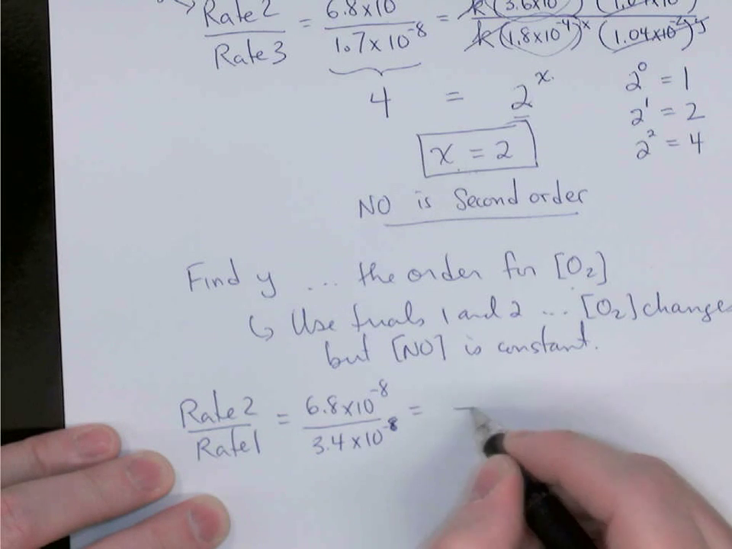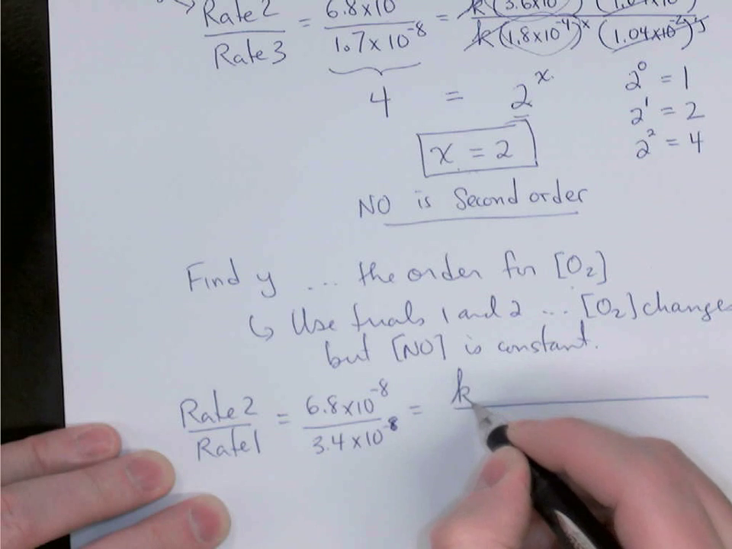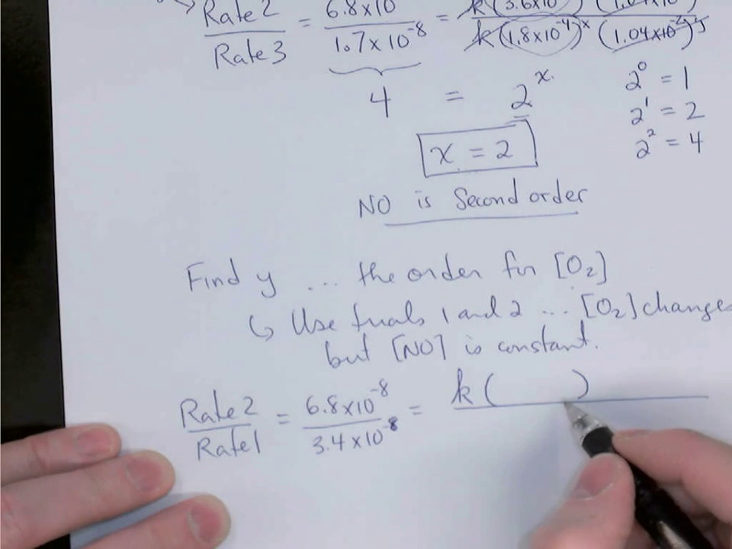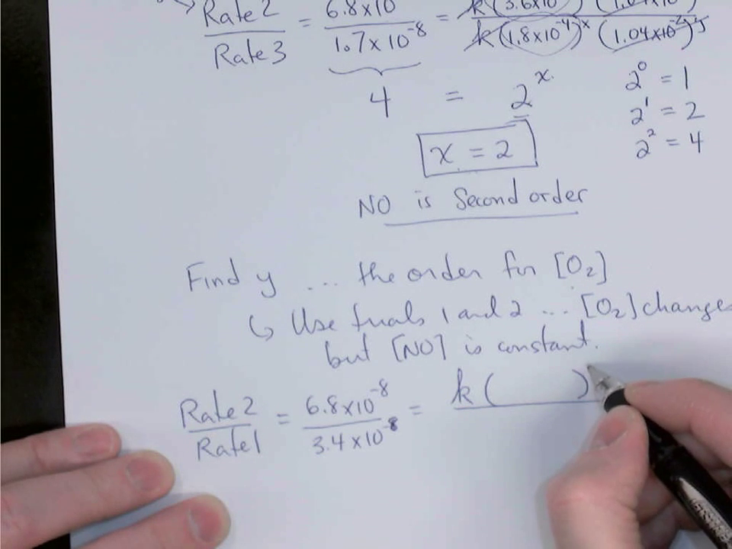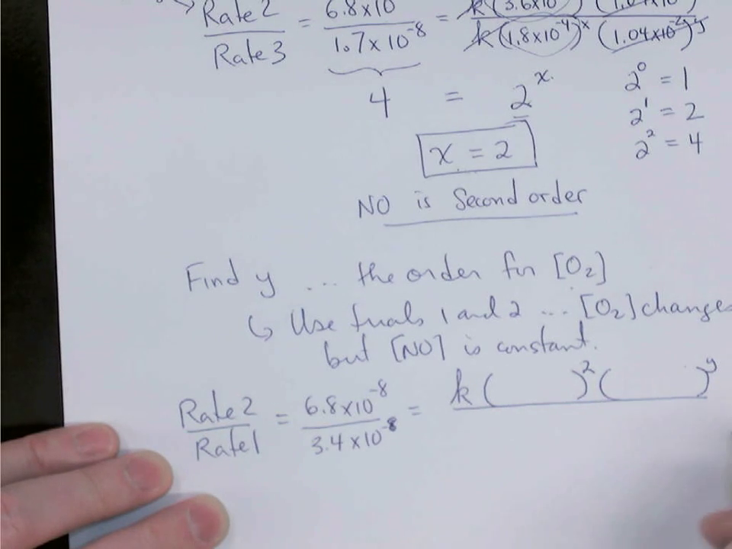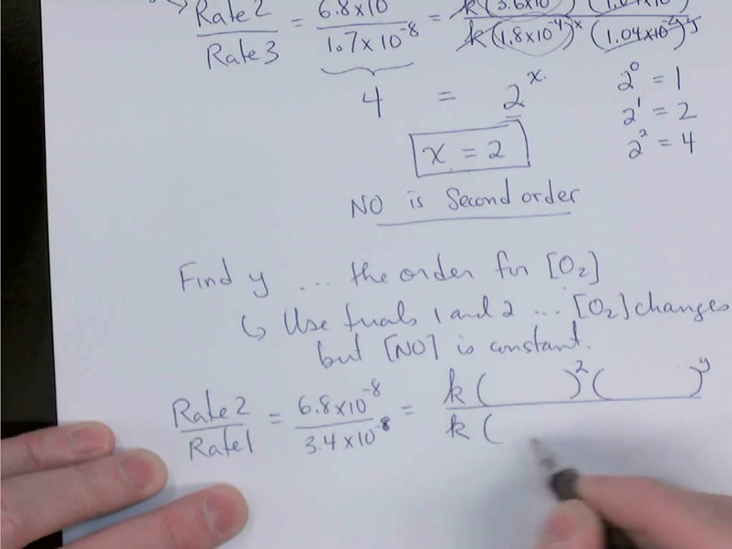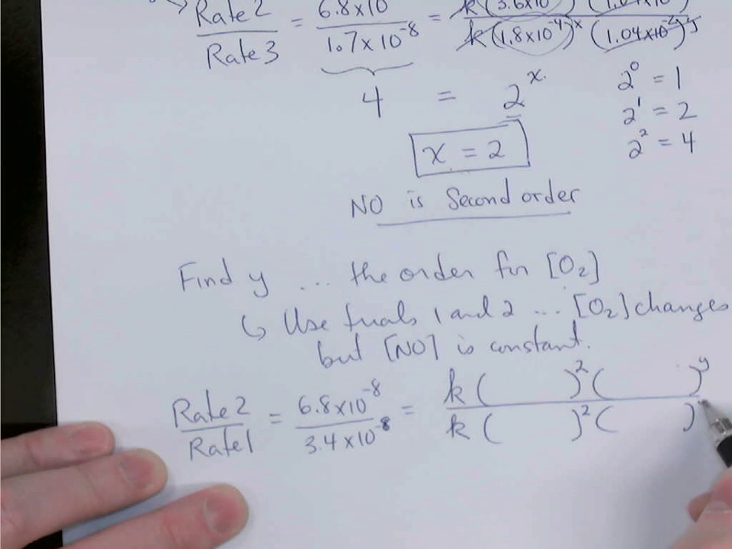And as we did before, on top, that rate has to equal k times the NO concentration to the power of x. However, we now know that x is 2, so let's not put an x, we'll just put a 2, times the oxygen concentration, whose order we're still trying to find, so for that one we'll say to the power of y. And then on the bottom, k times NO concentration squared, and oxygen concentration, again to the power of y.